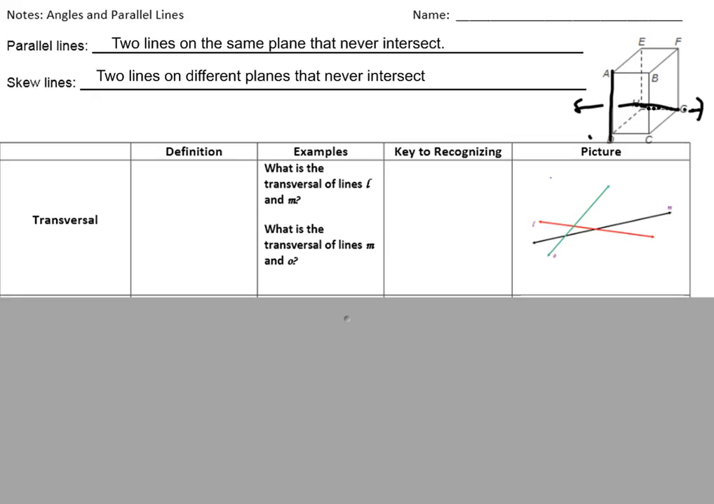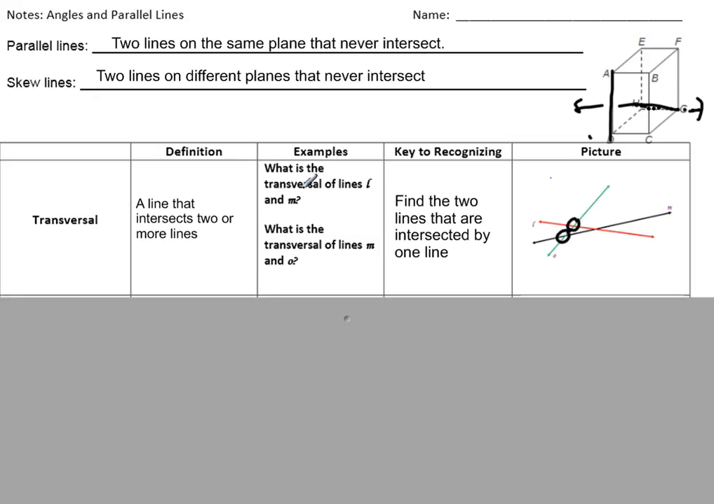Alright, a transversal. A transversal is going to be a line that intersects two or more lines. So, if you look at line O right here, do you see how it intersects line M and line L? So line O would be the transversal of line M and L. Transversal is a line that intersects two or more lines. In order to recognize a transversal, we want to find the two lines that are intersected by just one line.